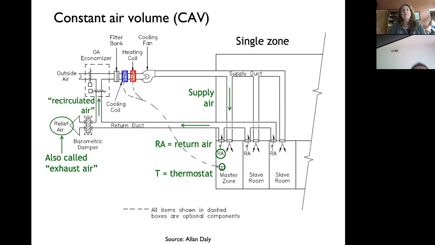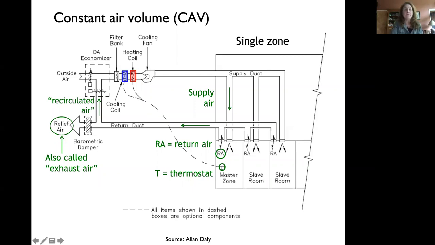Most common in the past was controlling the temperature. The supply airflow rate is constant, so it's called a constant air volume system. And you're changing the supply air temperature to meet the thermal loads of the space. So most of these constant air volume systems are small. They serve a single thermal zone. And so let's just go through this diagram and start with the basics here.